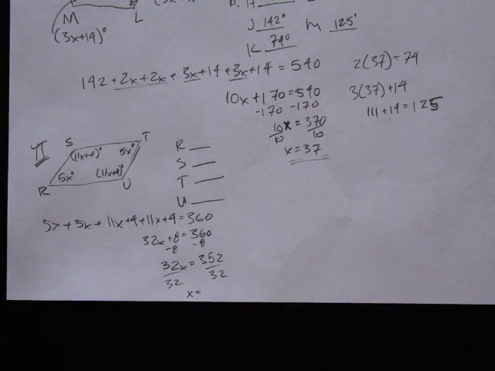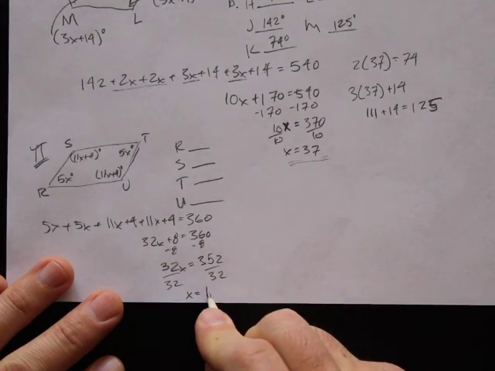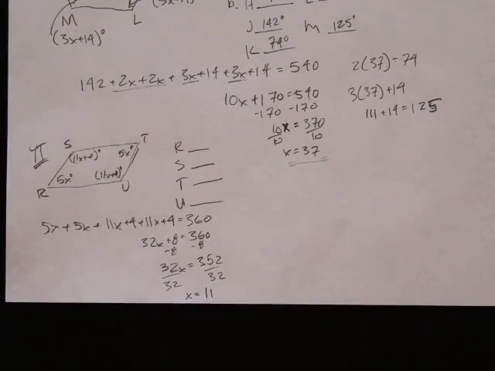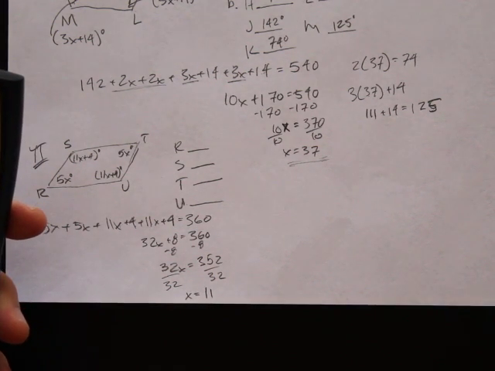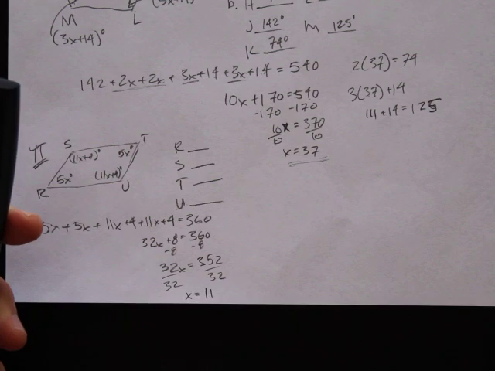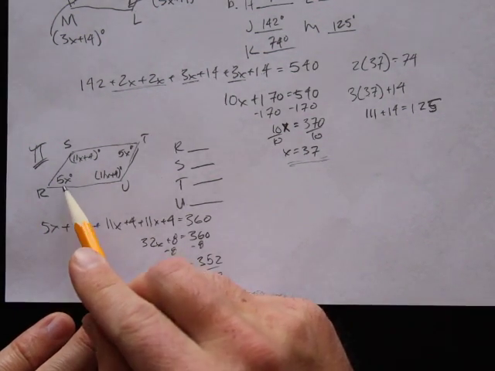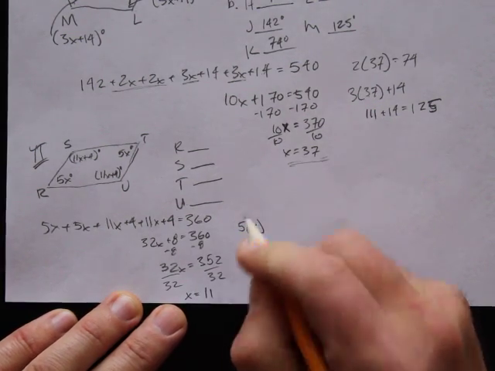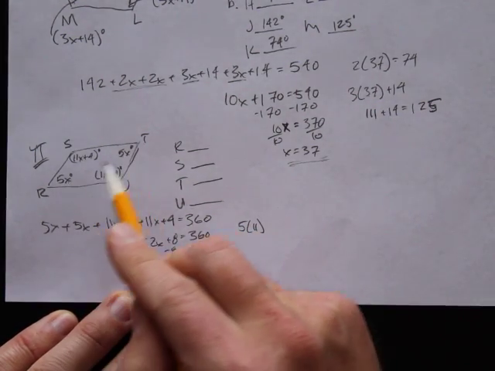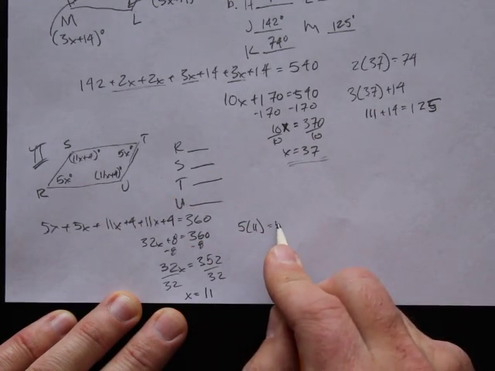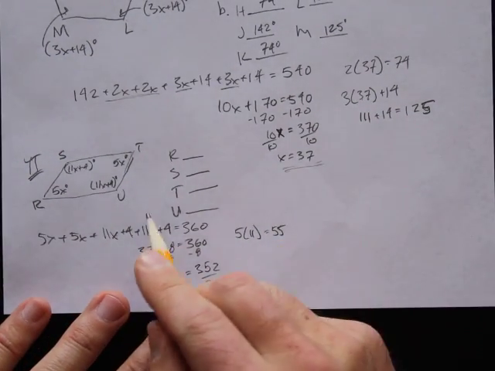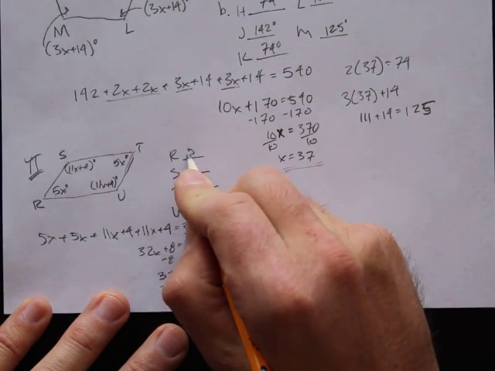X equals 11. Let's make sure that's right. 352 divided by 32 is 11. Yep, great. X equals 11. So I'm just going to plug this 11 back in to get R and T. 5 times 11 is 55. And so R and T are both 55 degrees.